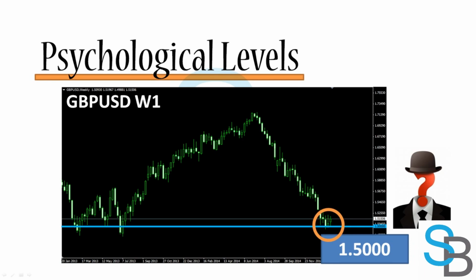In this particular case, you can see that the psychological level is also a historical level. That's quite common with psychological levels, because they tend to be very significant throughout history. Back from January to July 2013, the price tested this psychological level three times. As you can see, it was unable to cross it, and that's when a massive impulse happened and the price went upwards and reached somewhere around 1.7 American dollars per British pound. Now it's back here at 1.5000, and everybody's waiting to see what will happen.